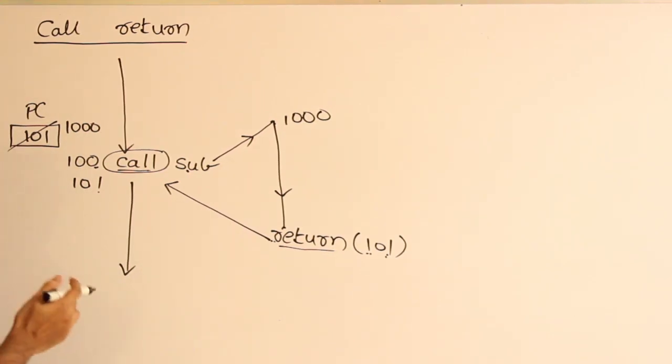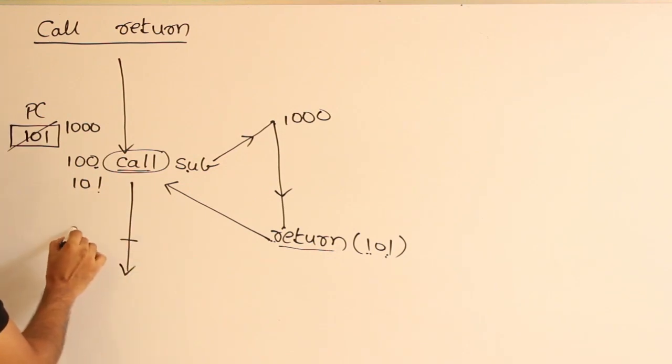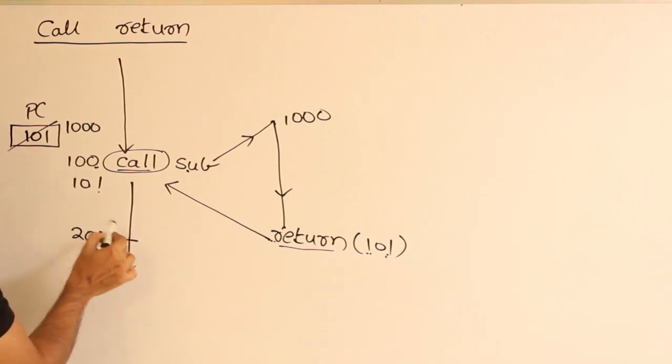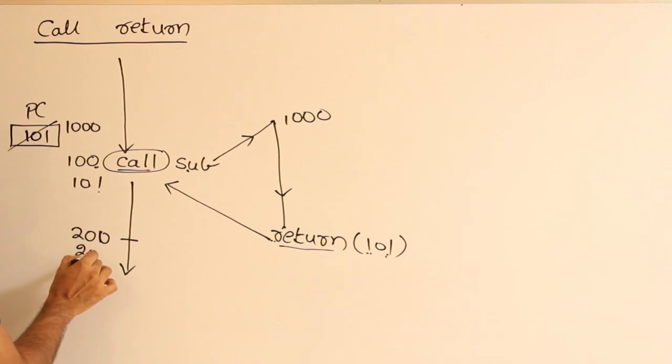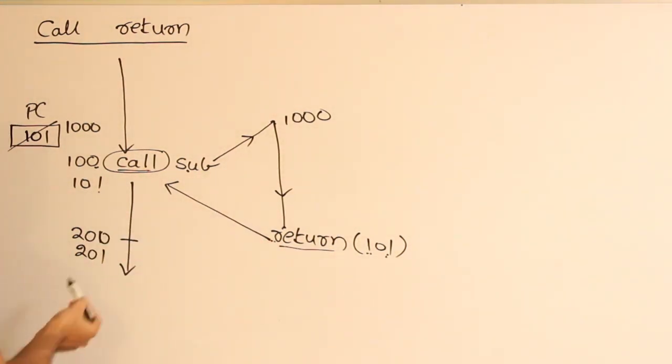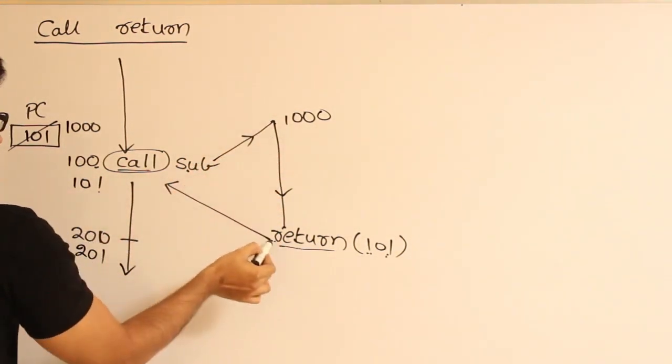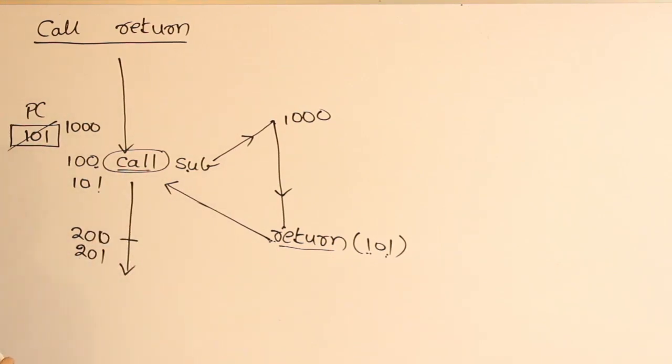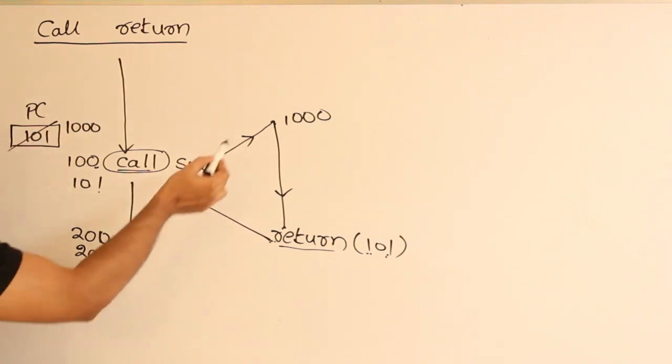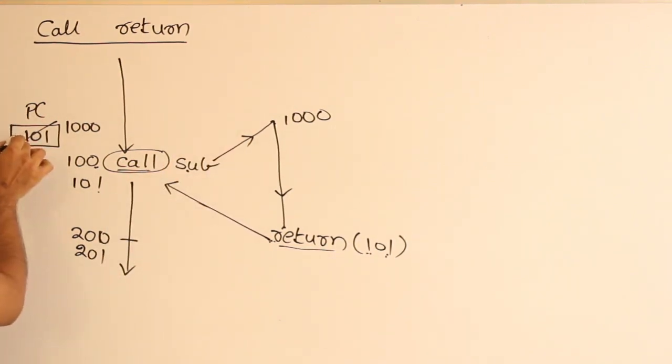But next time when you call it from, let us say, somewhere at 200, if you put this call at 200, the return address should be 201. It is not 101, right? So all the time whenever it is called, you are not supposed to go to 101. So how can you solve it? One other way of solving it is, before you overwrite the program counter with the effective address, try to save this address somewhere, right?